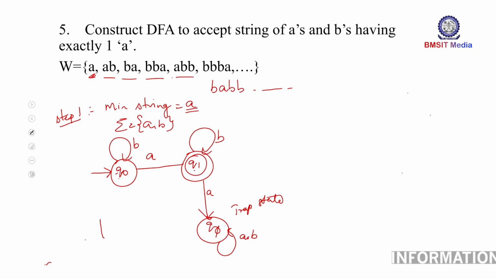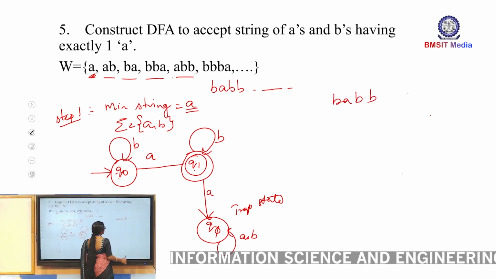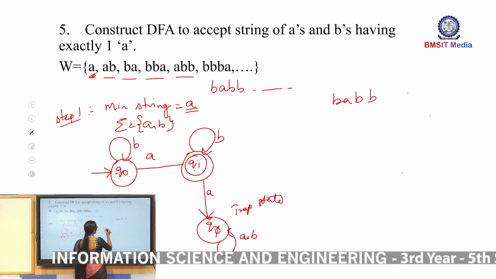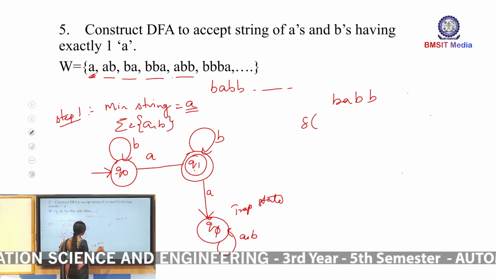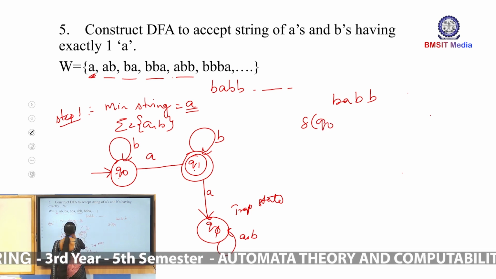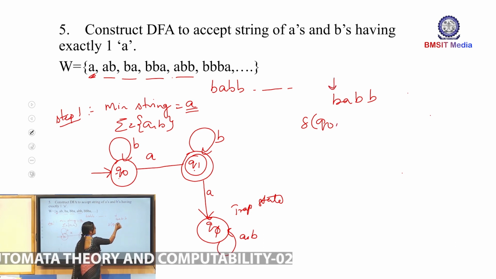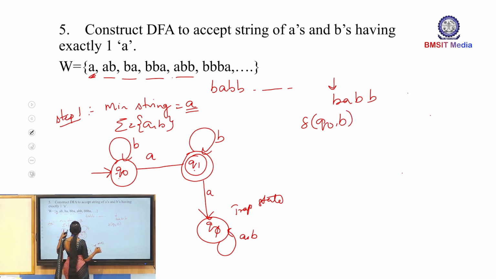Let me take a string, and the string is BA followed by BB. We'll see if this string is accepted. Now I'll start with delta. Start the transition with the current state, which is Q0. On seeing a B, the first input symbol, Q0 on seeing a B stays in the same state Q0 because I've written a loop here. So this becomes Q0, the next state. Now this becomes the current state, so I'm still in Q0.